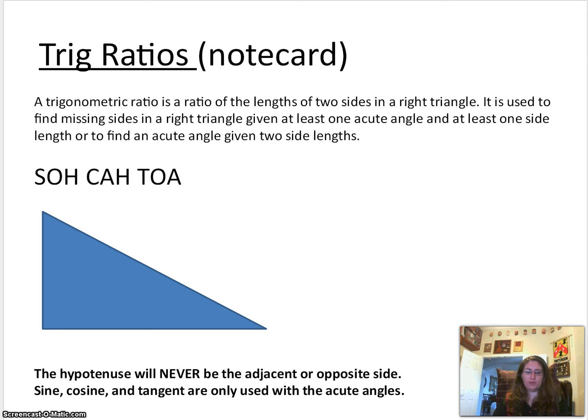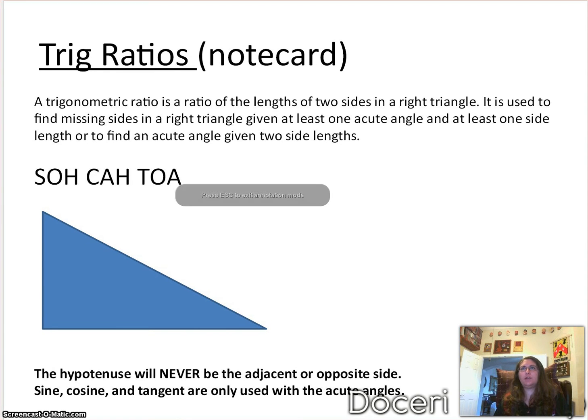Alright, so this video is about trig ratios. As you can see on the screen, a trigonometric ratio is a ratio of the lengths of two sides in a right triangle. We use it to find missing sides if we know at least one acute angle and one side, or to find one of the acute angle measures if we know at least two of the side lengths.